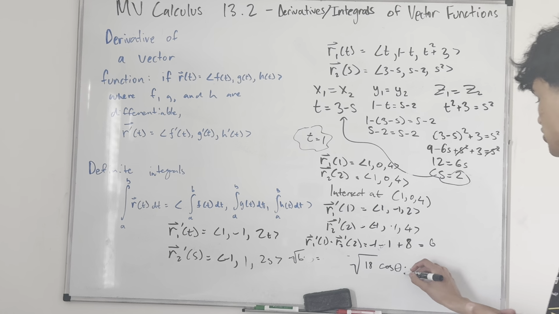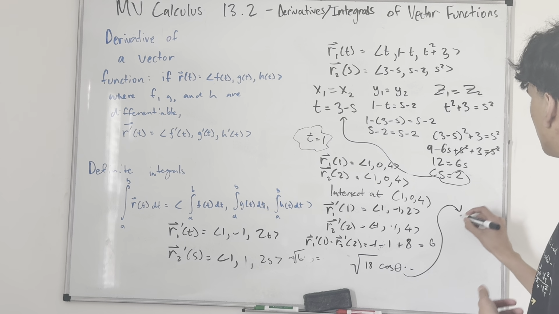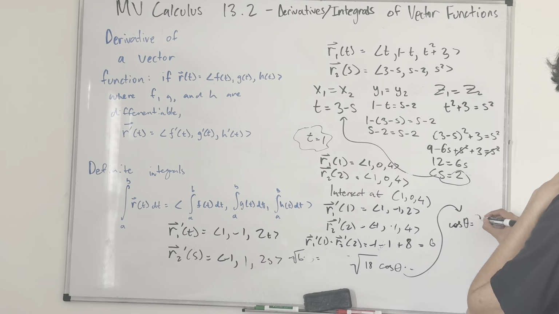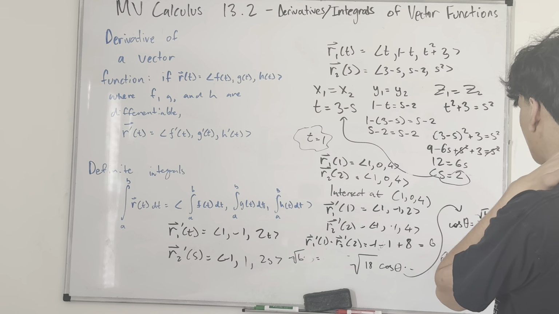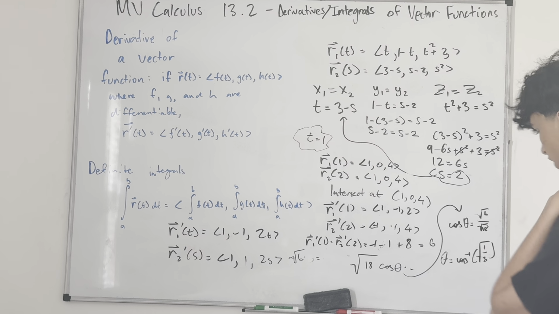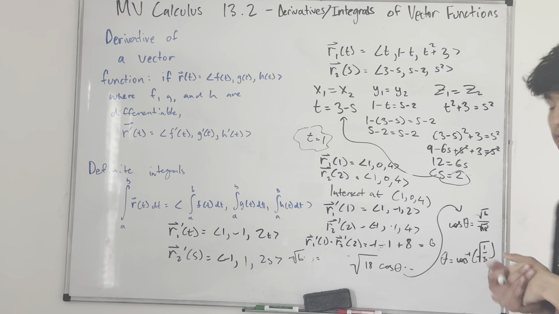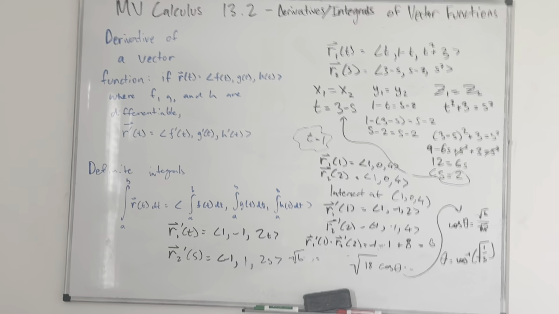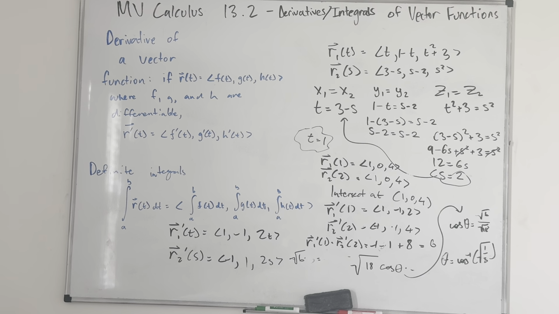But then you eventually get that cosine theta is going to equal root 6 over root 18. And then my theta will just be cosine inverse of root 1/3 when you simplify this. So yeah, this has been derivatives and integrals of vector functions. Hopefully this made a little bit of sense. Thank you for watching.